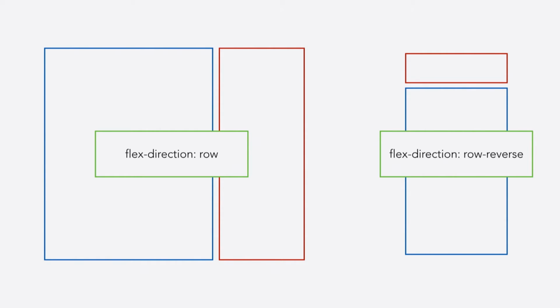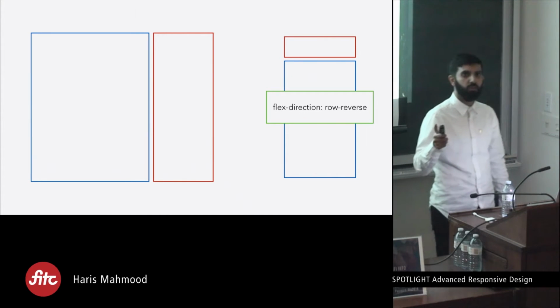Cool. And because flex direction row is the default, we don't even have to apply it. So all we need is one line of CSS at that breakpoint to achieve that particular layout without any weird hacky stuff. Cool? Cool? All right.